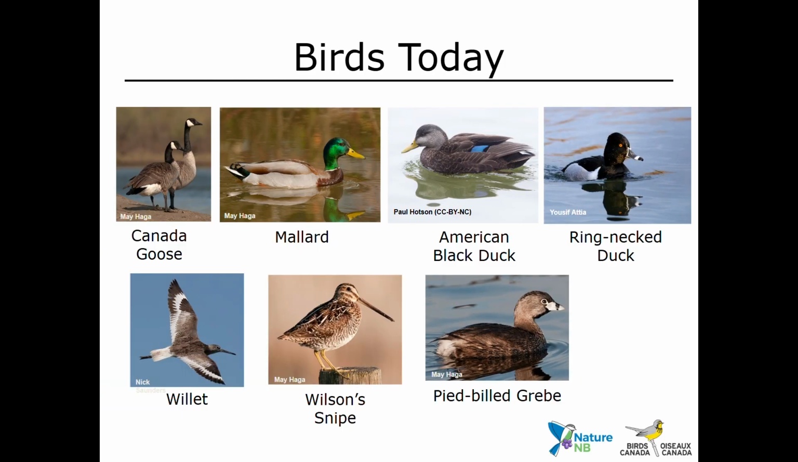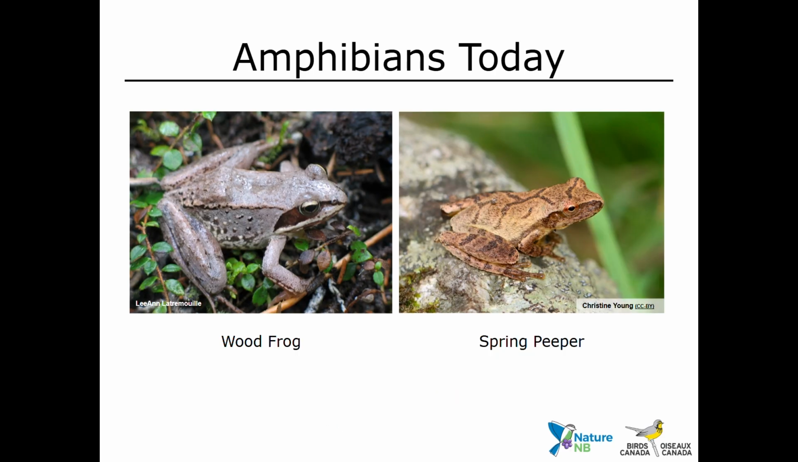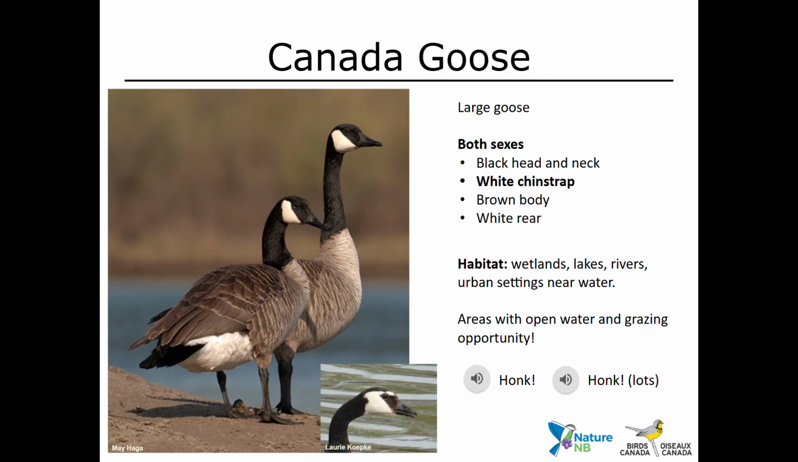So now that we have a good basis for how to identify birds, let's get started with our first set of species. Today, we will be focusing on waterfowl, shorebirds, and grebes. And these are the 7 species that we will look at. And we will also take a look at 2 amphibians, the wood frog and the spring peeper.